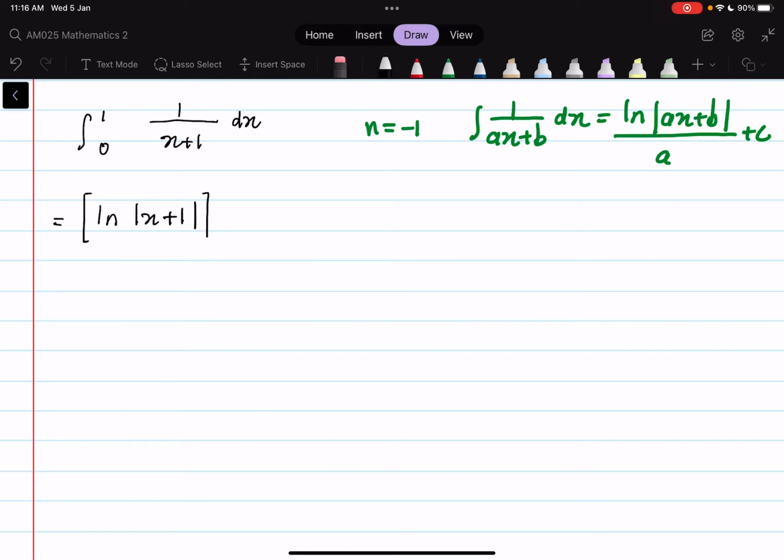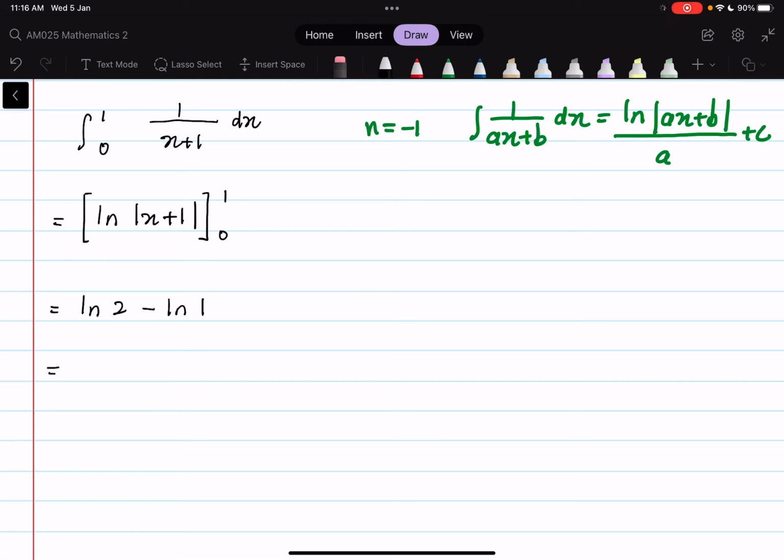Let us substitute the upper limit and lower limit. Start with the upper limit first. So ln, substitute 1 into the function, we're going to get ln of the modulus of 2. So we have a modulus here, so the modulus of 2 is 2. Substitute 0, then we're going to get ln 1. So we know that ln 1 is 0.